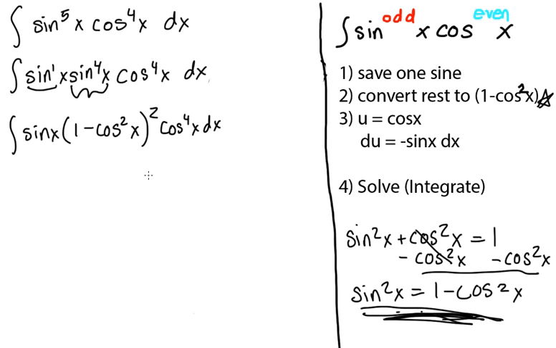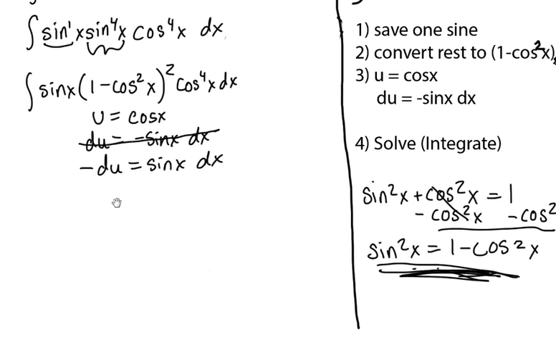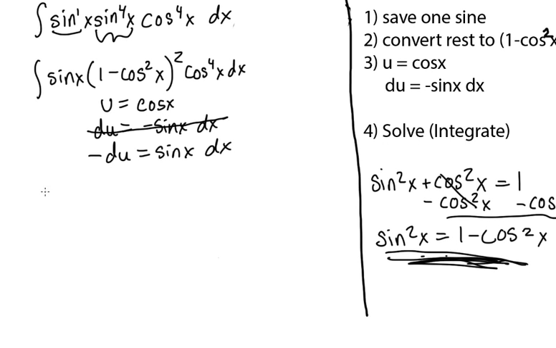Okay, so step 3, we're going to set u to be cosine x and du to be negative sine x dx. Let's bring this negative to the other side. Okay, so we rewrote this. So now let's substitute. Wherever I see a cosine, I'm going to put a u. And where I see a sine x dx, I'm going to put a negative du. So I'm going to put the negative on the outside, put the du here. So I substitute that and that.